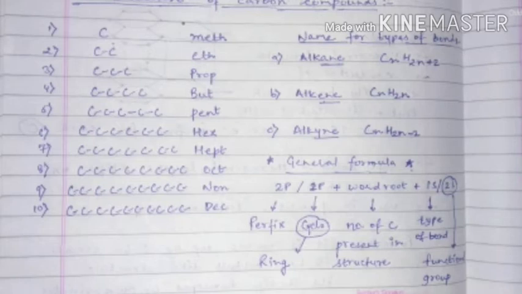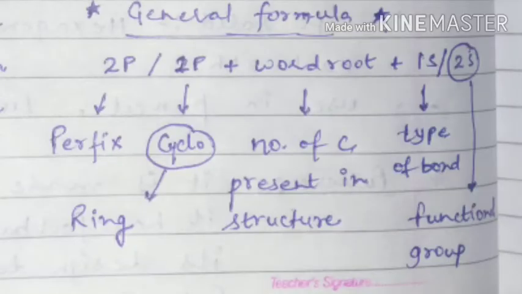Now students, to give the name of any carbon compound, the general format is 2p, 1p, word root, 1s, 2s. P means prefix. So we use the prefix first in the carbon compound name. Then we use the second prefix, that is cyclo. If a ring is there, we use cyclo. Then the word root: the number of carbons present in the structure determines the word root. For example, if 5 carbons are there, we say pent.